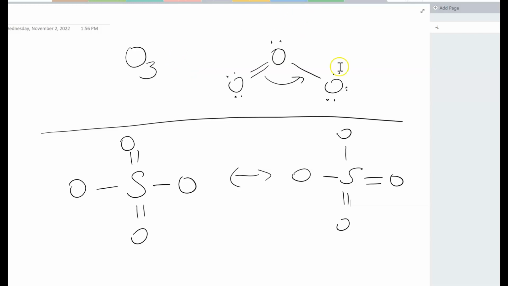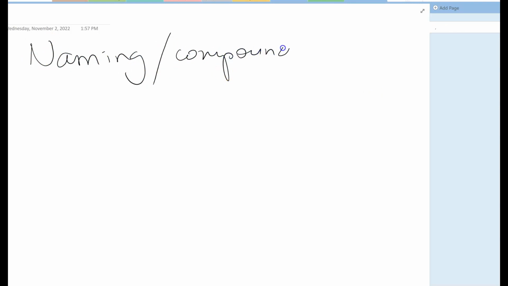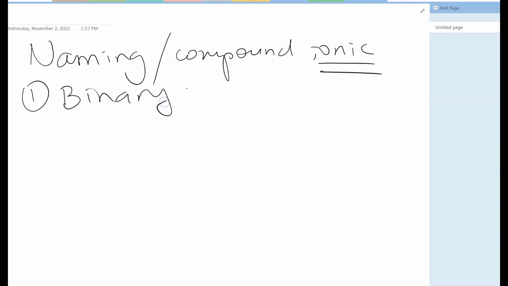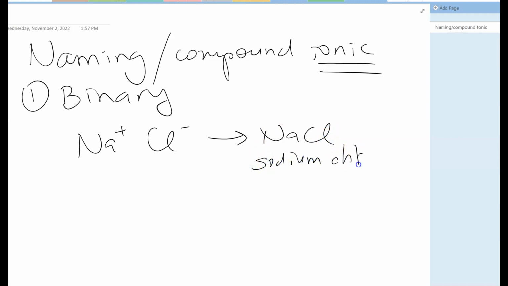So the next topic is naming compounds. So we're going to talk about naming and writing compounds. We'll start with ionic, and then covalent is really, really simple. With ionic, we'll start with just binary. Binary means that you have like a sodium with a chloride ion. You put them together, you get sodium chloride, right? You name it. The first name never changes. The second one, the anion, gets an IDE ending.